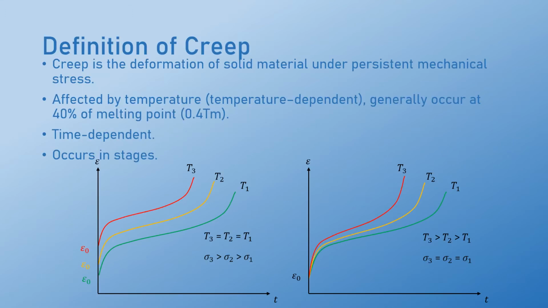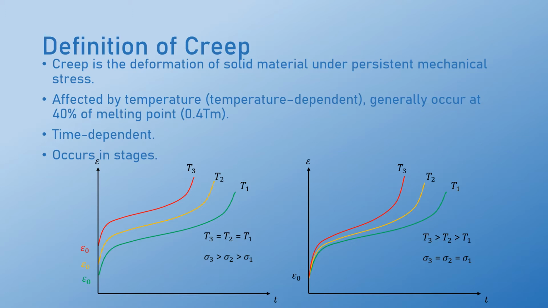So what is creep? Creep is the deformation of solid material under persistent mechanical stress. In general, it occurs at the very least 40% of the melting point of that material. It is temperature dependent. It is also time dependent and occurs in stages.